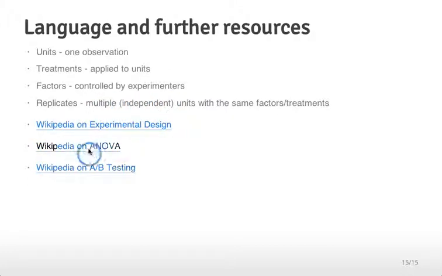I've linked here to some Wikipedia articles that do a really good job of explaining experimental design, ANOVA, and A/B testing, like the example I talked about with Barack Obama. But any reference on ANOVA or linear models is quite good. This is an area that's very, very well studied and very, very well taught by a lot of different people.